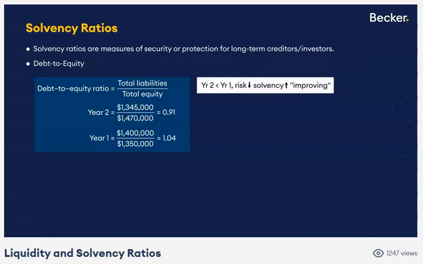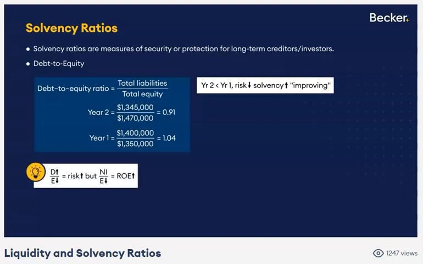Now, here the company's debt to equity in year 2, 0.91. Last year was 1.04. So look, there's pros and cons. Debt to equity went down relative to last year. Risk is going down, so we're more solvent. From a risk standpoint, we're improving. But remember, there are pros and cons, okay?